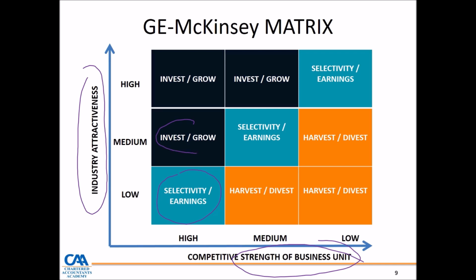So here the strategy is you can invest or grow the business because the industry is attractive. If you move further up, industry attractiveness high, business strength high. Invest, grow that business arm.